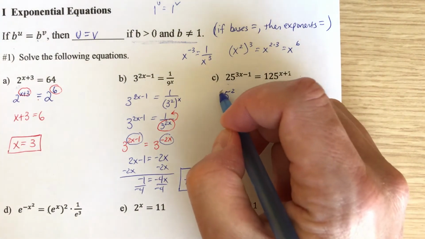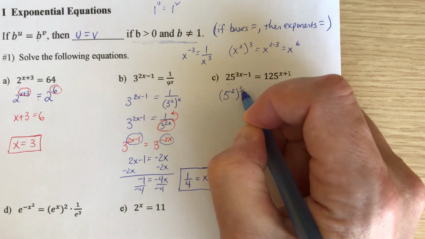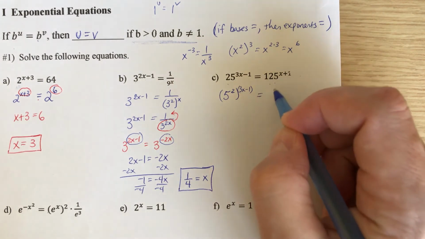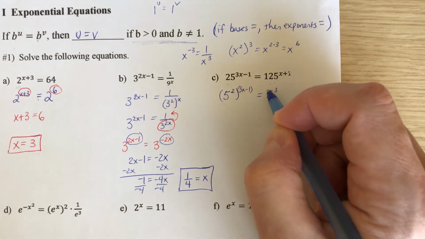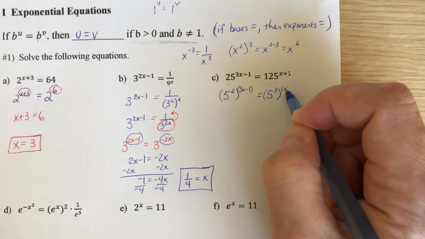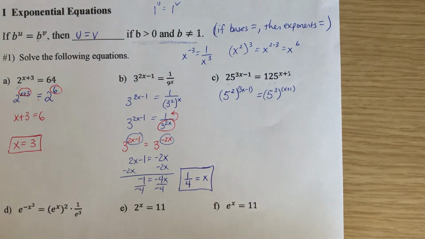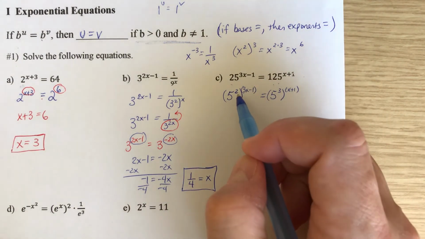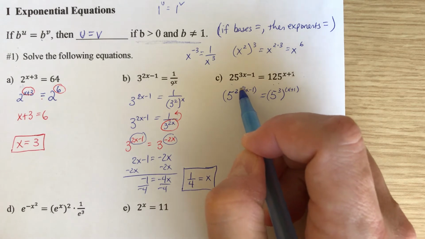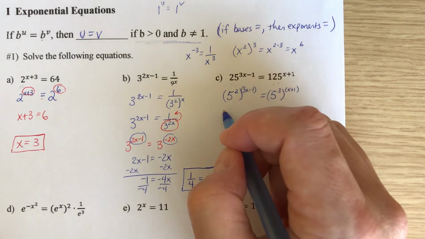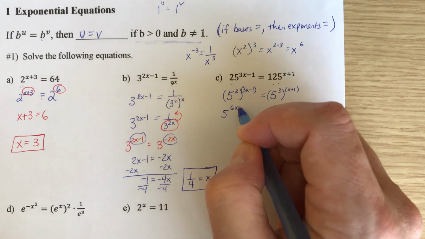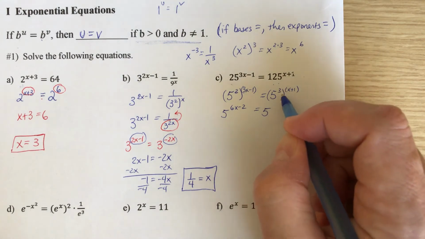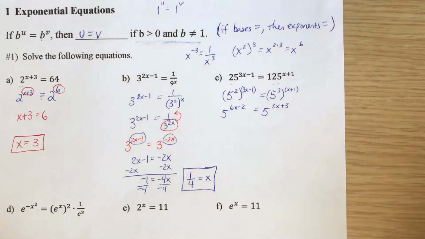25 is 5 squared. Now that is being raised, and I can't forget about this exponent, 3x minus 1. 125 is 5 raised to the third power, and that's being raised to the x plus 1 power. Now we have the same base. Let me simplify a little bit in the top here. An exponent raised to another exponent is multiplication. So that would be 5 raised to the 6x minus 2, because we distribute the 2. And this would be 5 raised to the 3x plus 3.